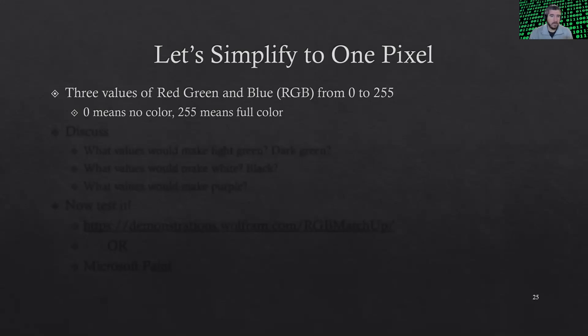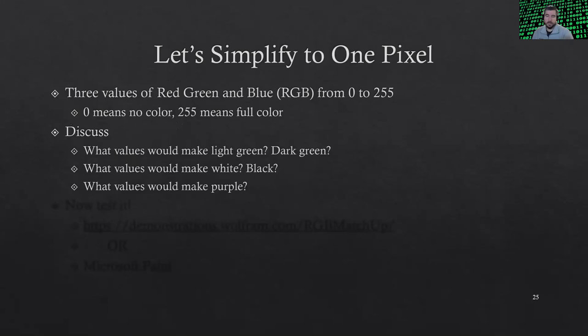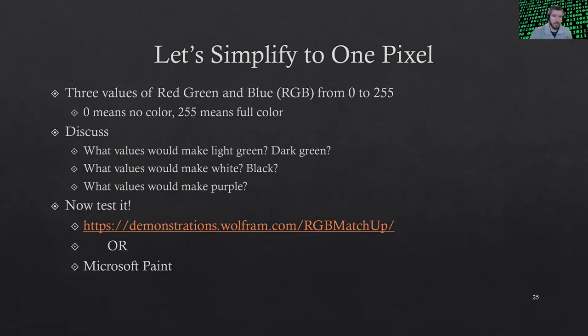Okay? So let's think about this, and we're going to write these on a discussion board too. What values would make light green, dark green? What values would make white, black, and what values would make purple? I really want you to think about it first, and then test it in one or two ways. You could do it in another way too if you have another program on your computer that can do this. Students have done it multiple ways in the past.